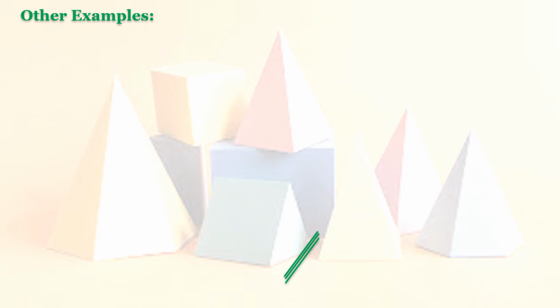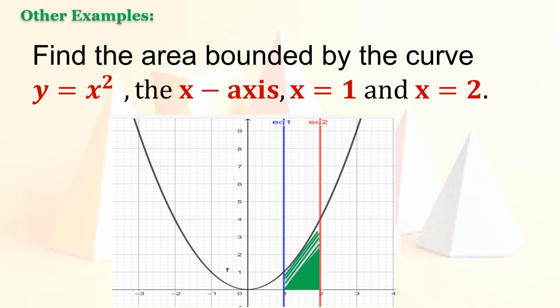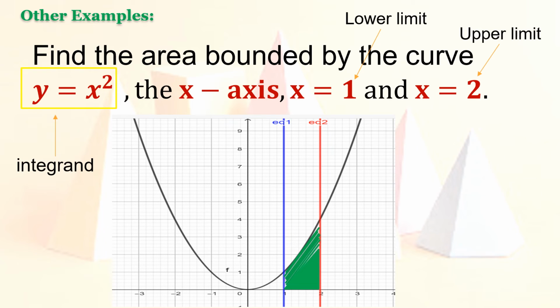So let us have other examples. Let us find the area bounded by the curve y equals x squared, the x-axis, x equals 1 and x equals 2. From here, this is the area bounded by the curve and the lines. Let y equals x squared be the integrand, and this will be the lower limit, and this will be the upper limit. So to determine the area bounded by the curve, it is equal to the integral of x squared dx from 1 to 2.